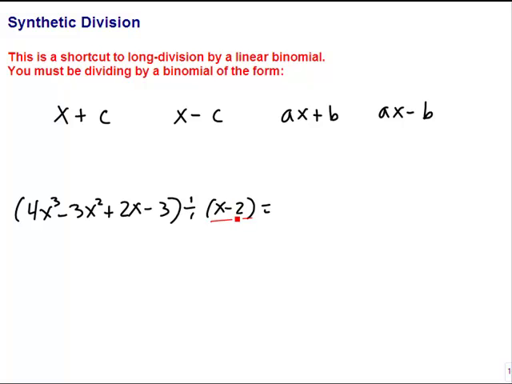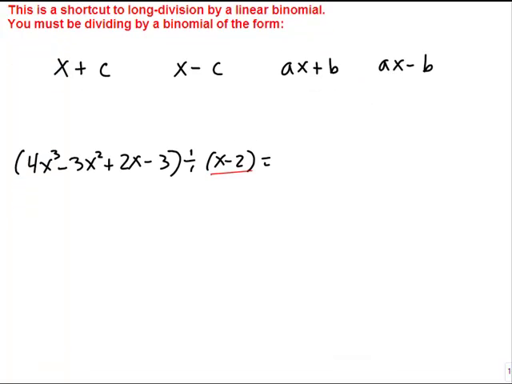And binomial, remember, means two terms. So what you have to be dividing by is something of one of these four variations, either dividing by x plus a number, x minus a number, ax plus a number, or ax minus a number. Here's how synthetic division works.